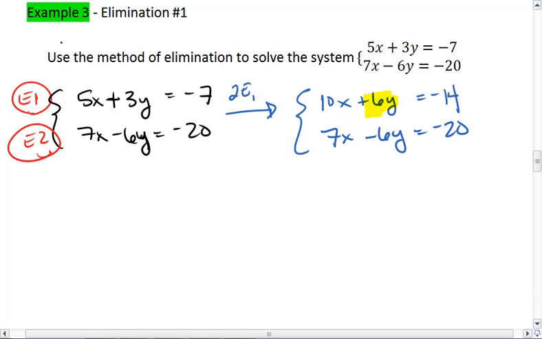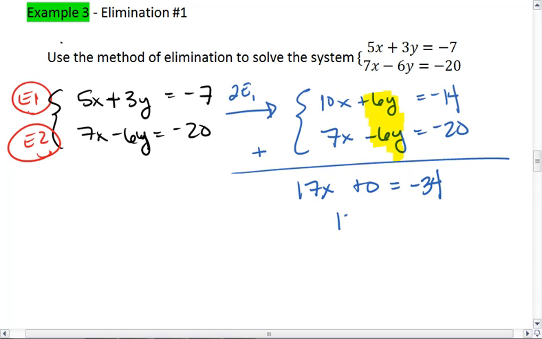Now my y's have opposite coefficients, which means if I were to add these equations, I get 17x plus 0 equals -34. So 17x equals -34, x equals -2.